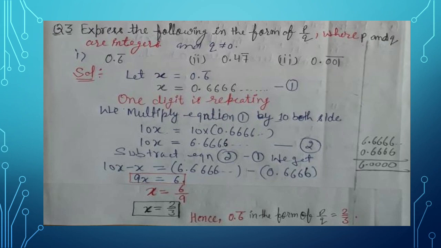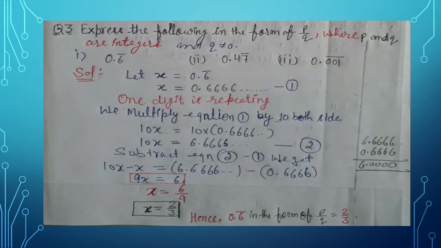You can see in the rough area I have solved this. 6.666 minus 0.666. 6 minus 6 is 0. All the 6s are going to cancel except the first one. That means only 6 is left. And 10x minus 1x is 9x. 9x equals 6, and as 9 is multiplied, it will go to the denominator, and x equals 6 upon 9.